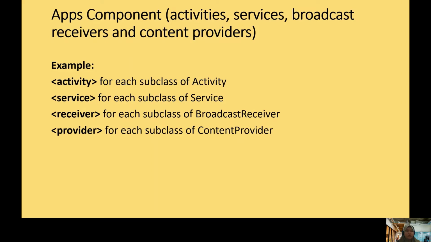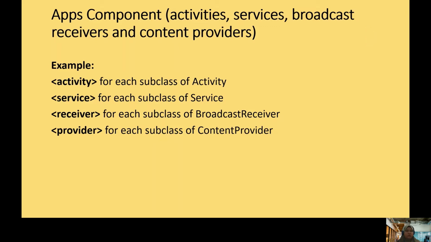In the Manifest.XML, there will be the code for these specific components. For example, activity for each subclass of activity, service for each subclass of service, receiver for each subclass of broadcast receiver, and provider for each subclass of content provider.